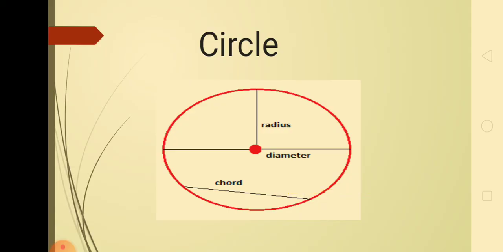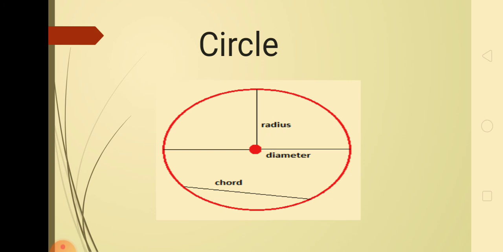Then the circle. What is a circle? A circle is a simple shape in geometry. It is the set of all points in a plane that are at a given distance from a given point, the center. Equivalently, it is the curve traced out by a point that moves so that its distance from a given point is constant. The distance between any of the points and the center is called the radius. Look at this figure: radius, then diameter and chord. This is called a circle.